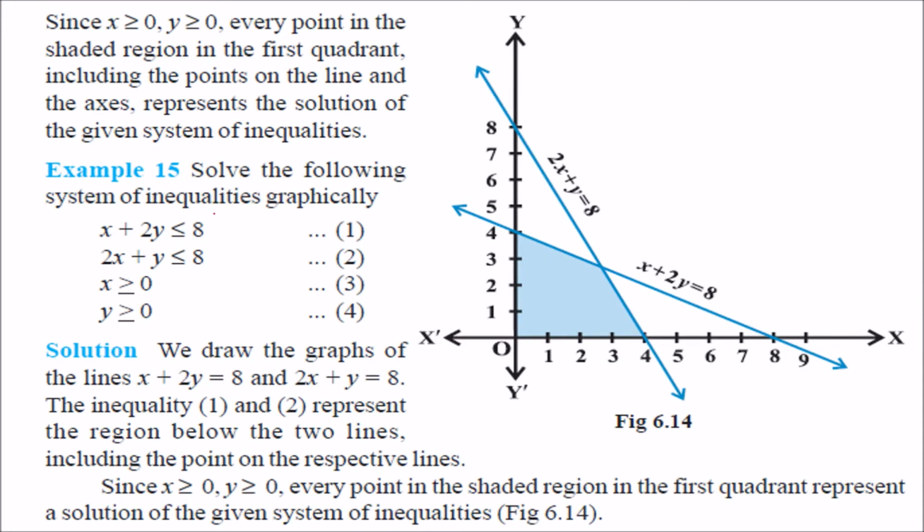Let us take one more example. X plus 2y is less than or equal to 8 and 2x plus y is less than or equal to 8. This is the 2x plus y equal to 8 line, and this is the x plus 2y equal to 8 line. But it has to be above the x-axis. X has to be greater than or equal to 0, and y also needs to be greater than or equal to 0. So when we combine, this quadrilateral is the solution.